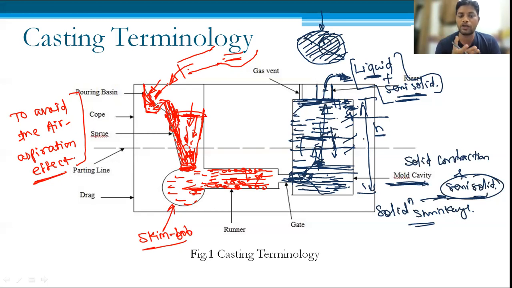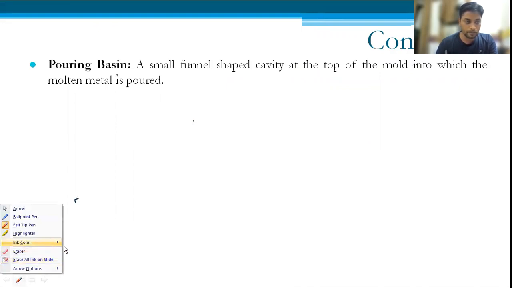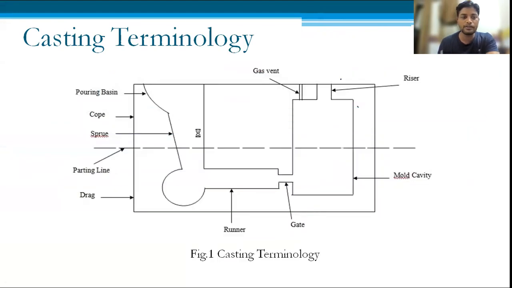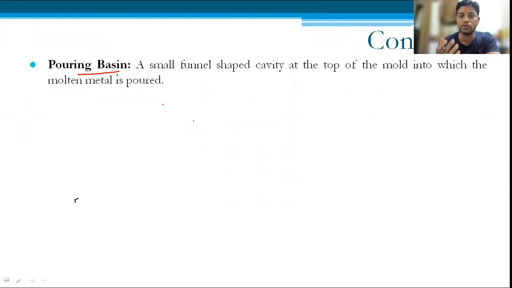Now what do we have to do when we have to produce a hollow casting? Before going to that, I'm briefing the terminology. First of all, the pouring basin. What is a pouring basin? We fill the molten material from the ladle into it, and it transfers the molten material to the sprue.